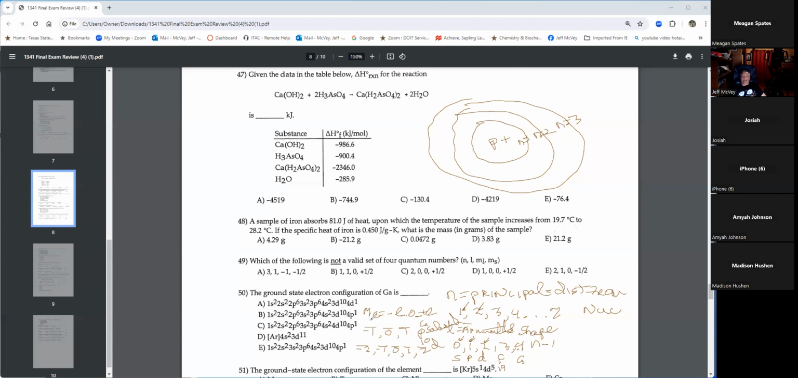If I'm going to fill up a P subshell, I have to start with a spin up electron here, a spin up electron here, and a spin up electron here. What do we call the rule that says for degenerate orbitals, you get the lowest energy level by having spin up for all of the degenerate orbitals? We call that Hund's rule. Are you with me, or have I lost you guys? Good.